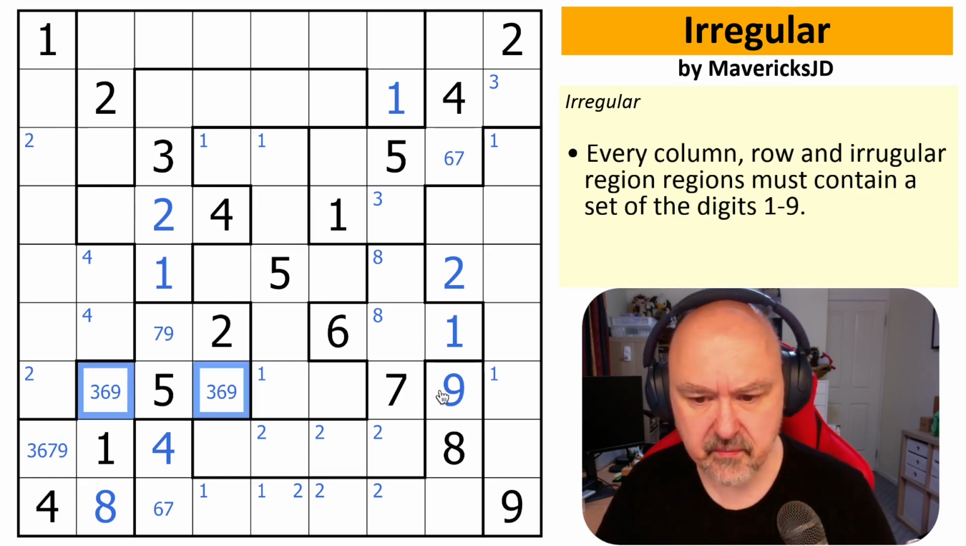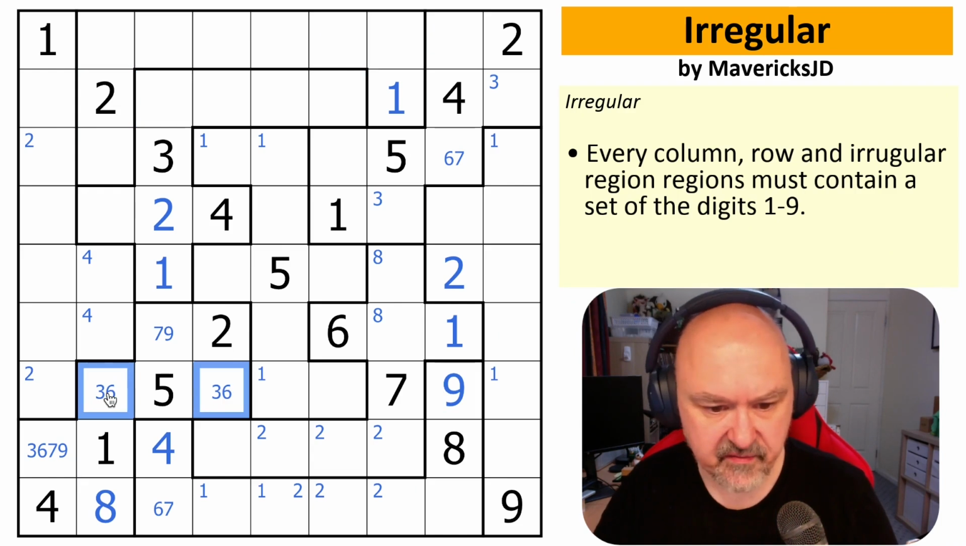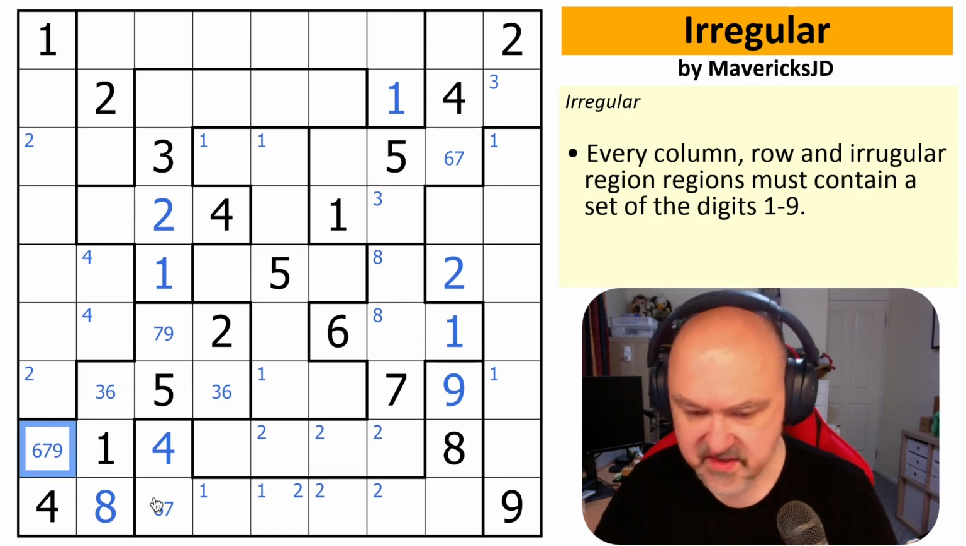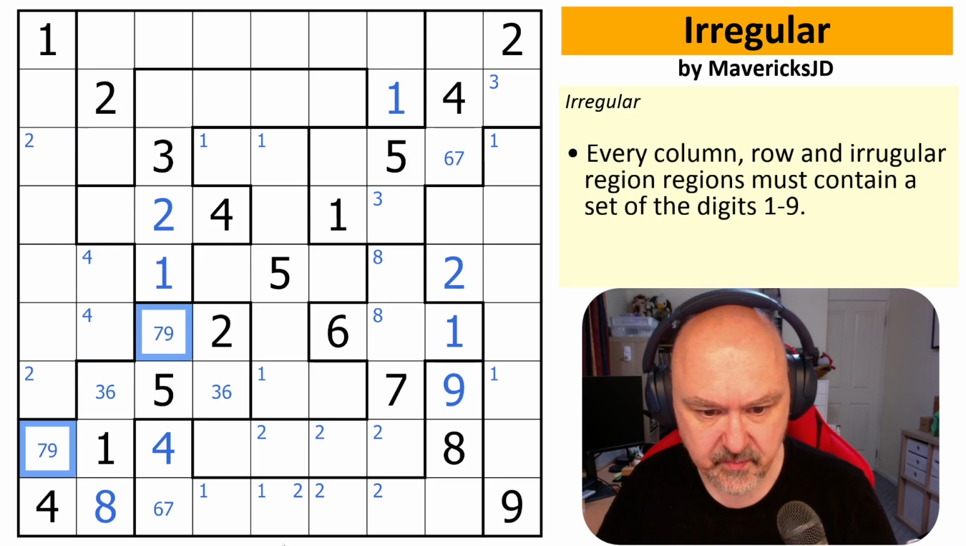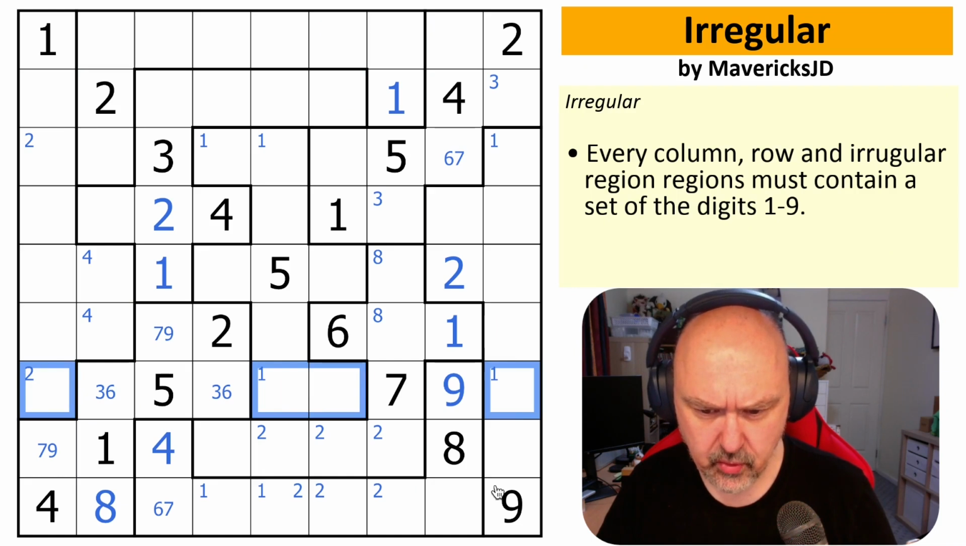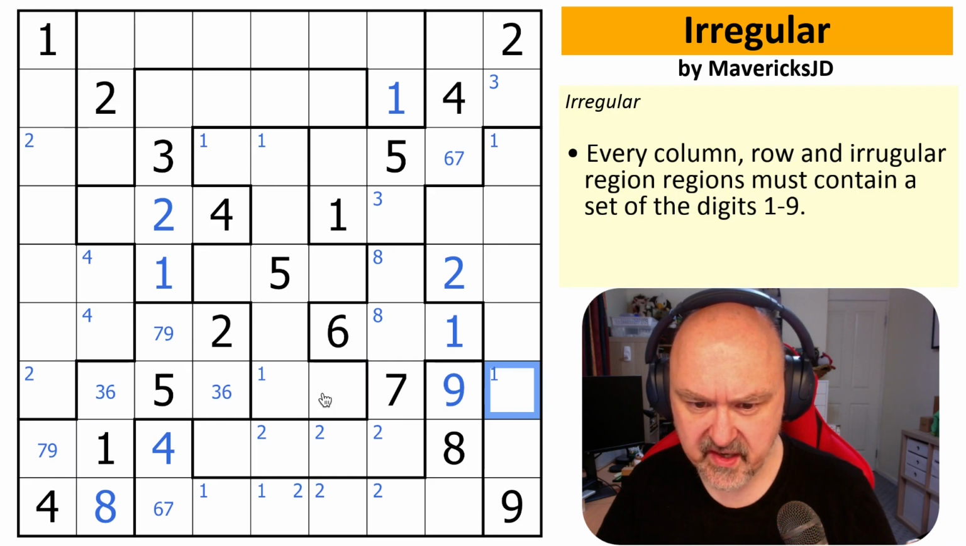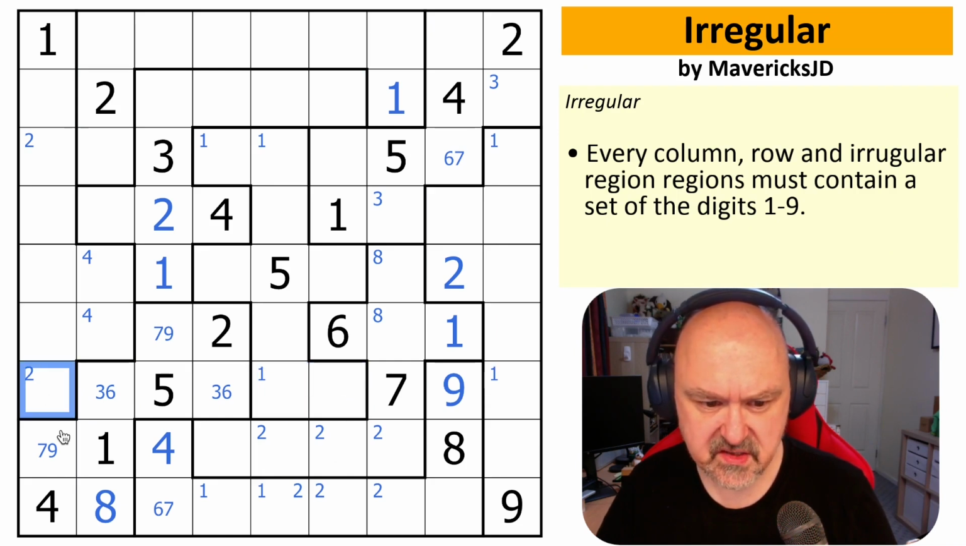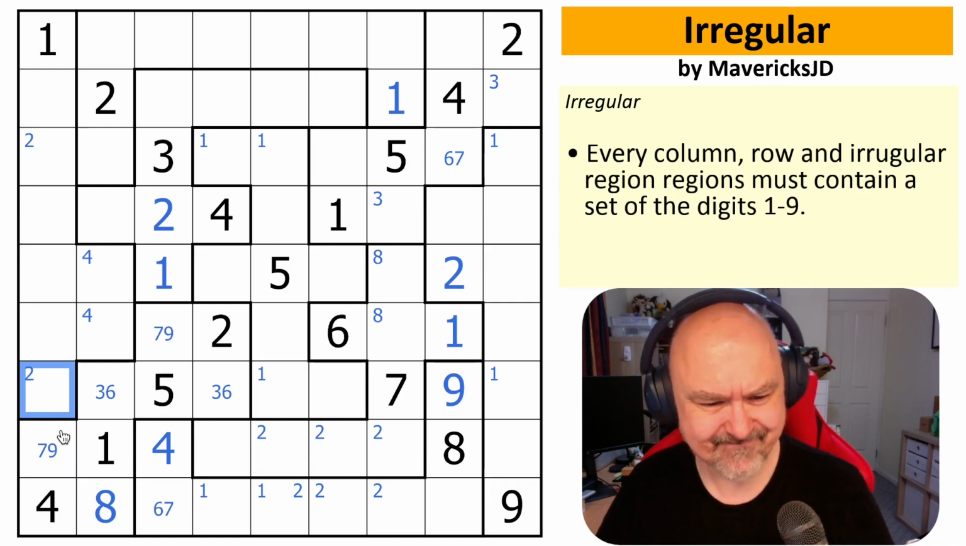There's no 9 here because of that 9. I can take 9 out of those. This is a 3-6 pair. This is not 3 or 6. I've now got a 7-9 pair. So that 3-6 pair, what does that do for me? Well, it means that these are now 1, 2, 4, and 8. So that's 1, 4, and 8. That's 2, 4, and 8. It's 2, 4, and 8. No, 2 and 8.